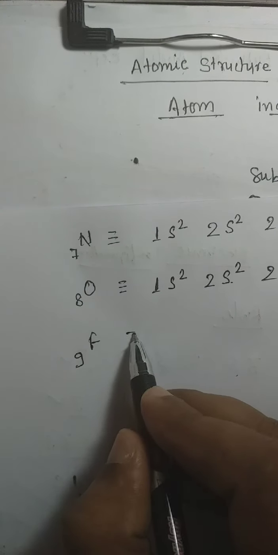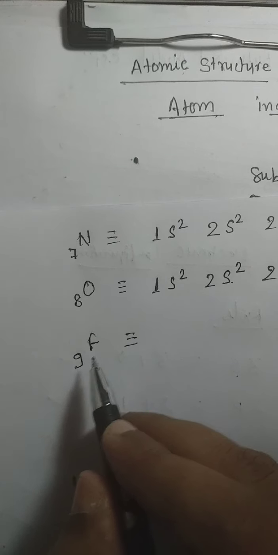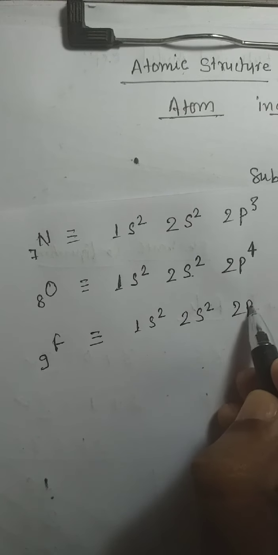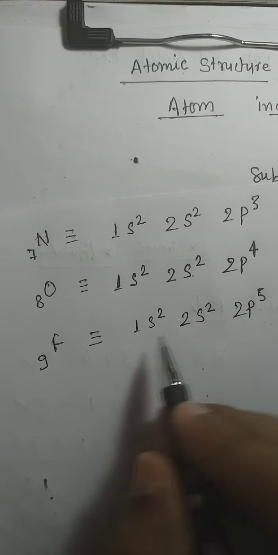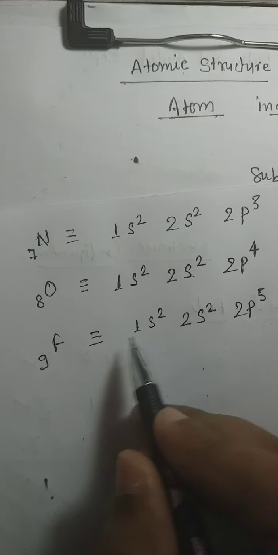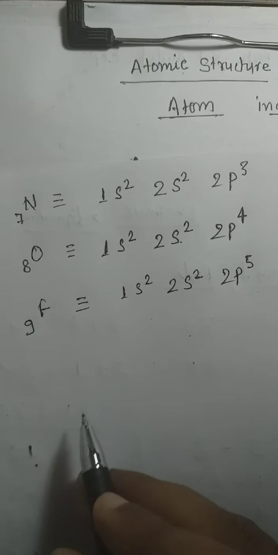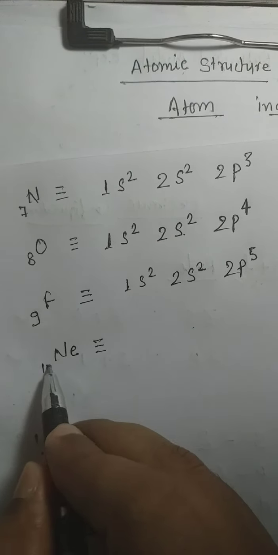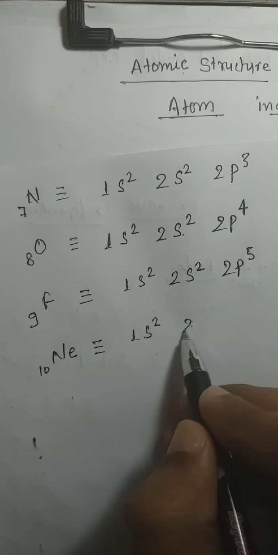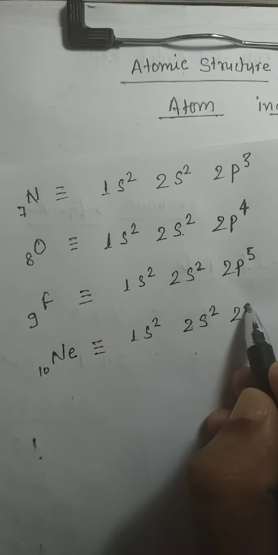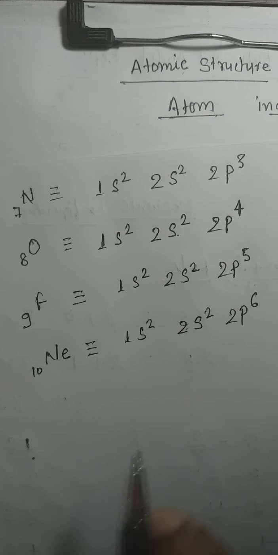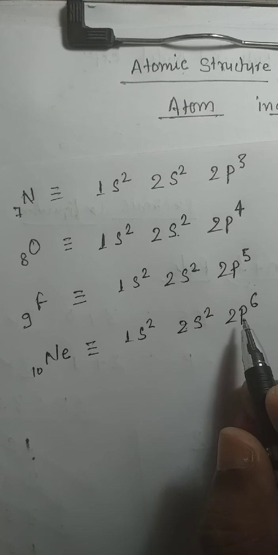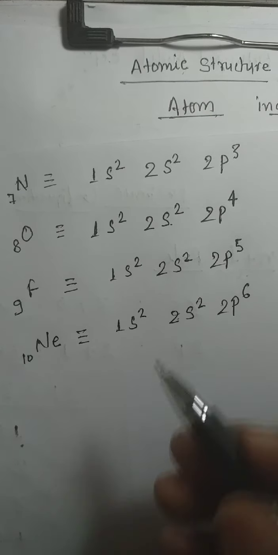Then you take fluorine, which has 9 electrons. You can write 1s2, 2s2 and 2p5. You can cross-verify the total number of electrons: 2 plus 2 plus 5, total 9 electrons available in fluorine. Similarly you can do neon. Neon has 10 electrons: 1s2, 2s2 and 2p6, right? So now it is again filled. We don't need to accommodate more electrons because p has a maximum capacity of 6 electrons, which is already filled.